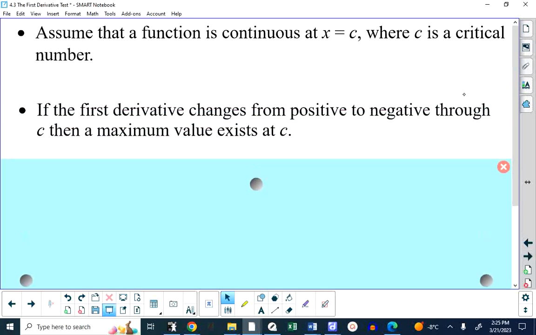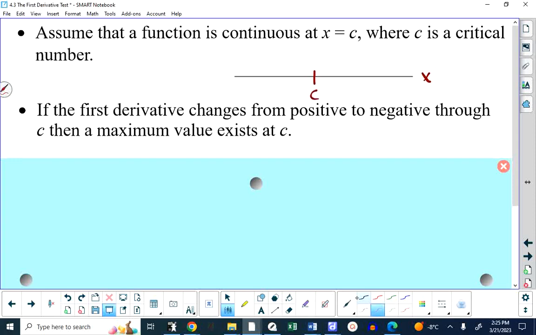If that's the case, and this you already know, it's just the way calculus is taught: if the first derivative changes from being positive to negative as we pass through c, then there must be a maximum at c. And the reason for that is really simple. If you have, I'm just drawing a number line here, and I'm going to label that as x, and this is the critical value of x.